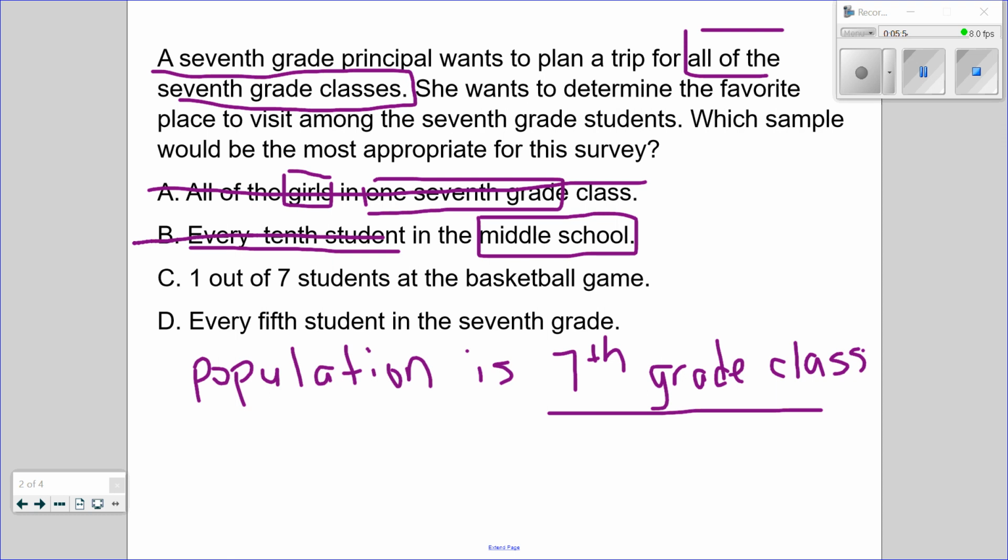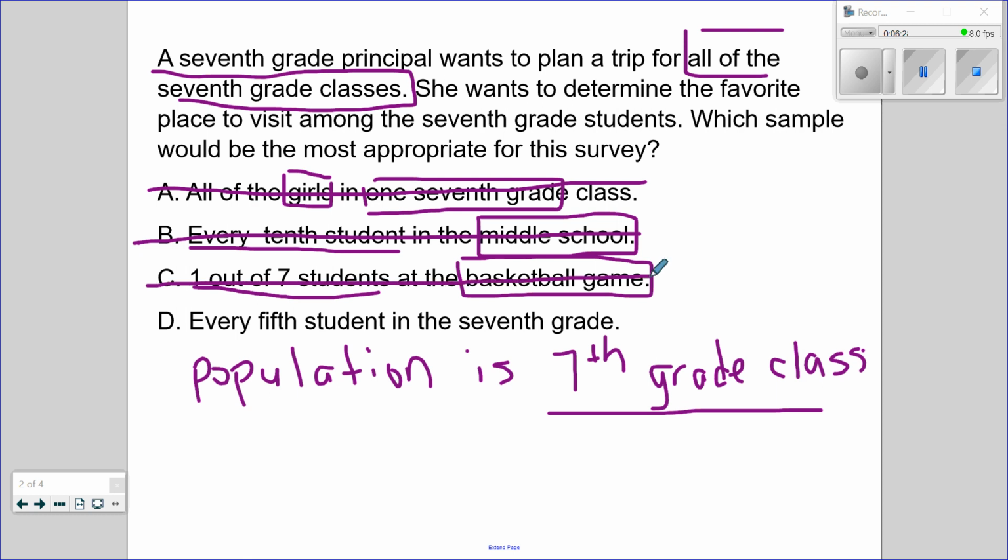So B is incorrect. Then C, 1 out of 7 students at the basketball game. Okay, 1 out of 7 is random. We didn't have a targeted group there, but the basketball game is the problem. If you only survey people that went to the basketball game, you did not include everyone in the 7th grade. They did not have a chance to get picked. So C would be incorrect because you're targeting people.